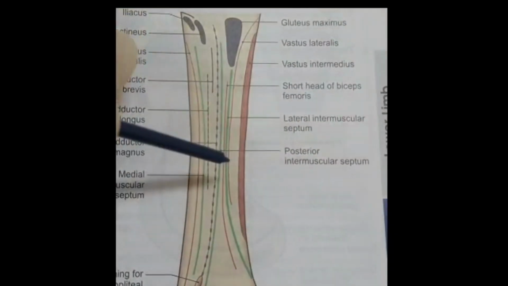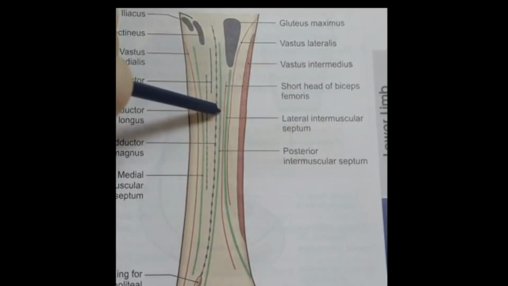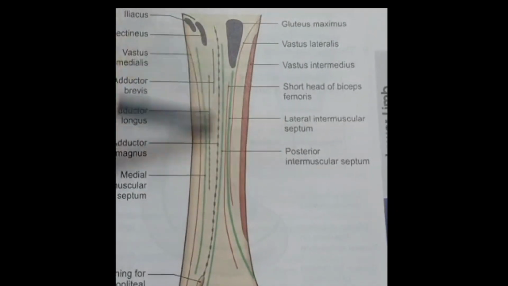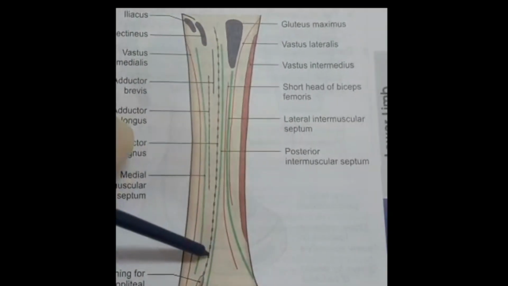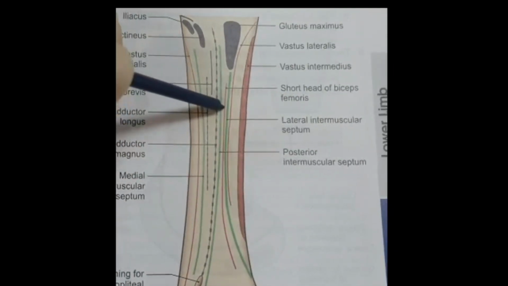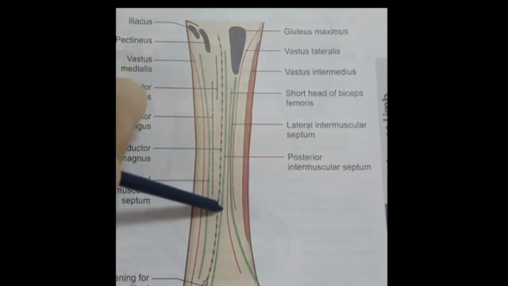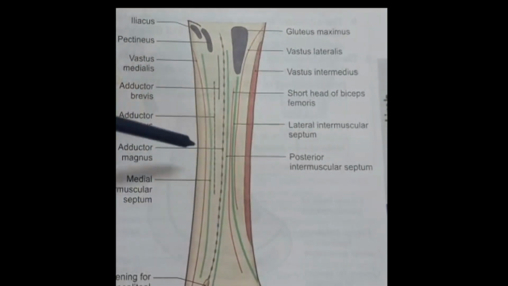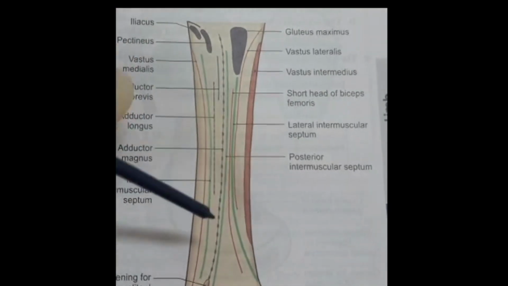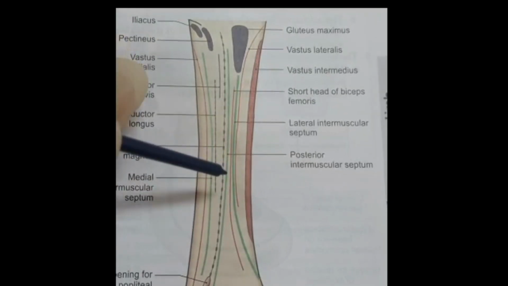Now, posterior intermuscular septa. Lateral to the adductor magnus, there is attachment of the posterior intermuscular septa. It is again over the lateral aspect of the linea aspera. So that will separate medial compartment from posterior compartment. In the posterior compartment, we have hamstring group of muscle.